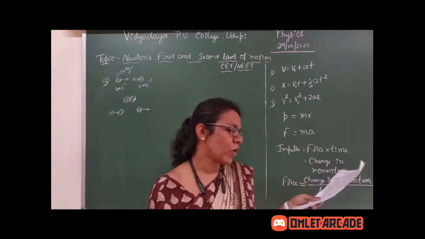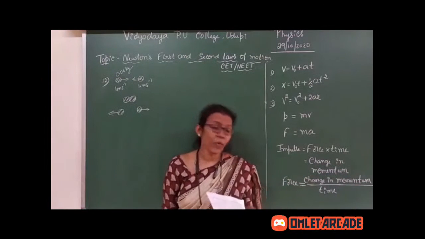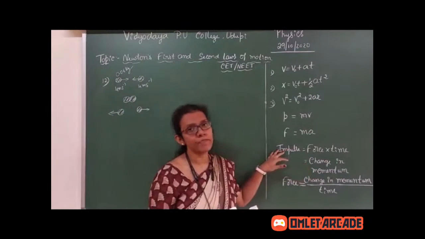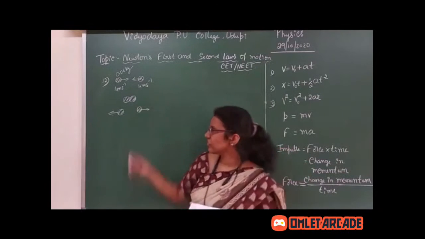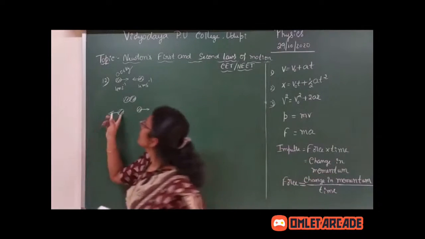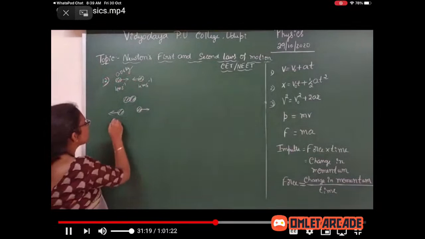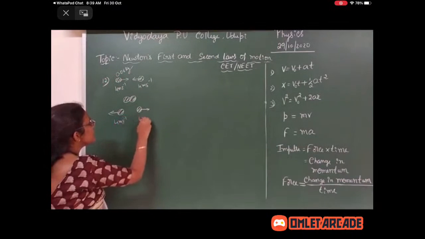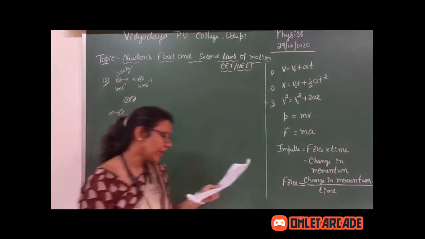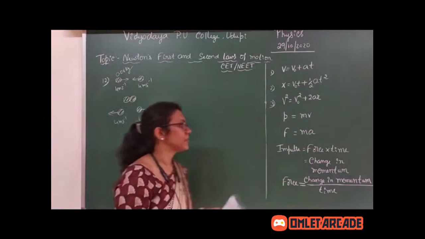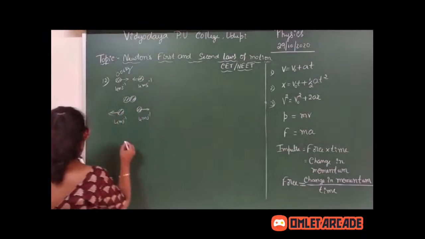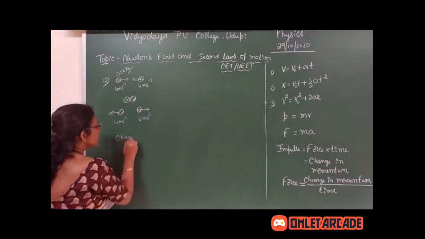The change in the momentum of each ball, you know, it's nothing but impulse. The impulse imparted to each other will be. Now here the mass is same, and after the collision also they are moving with the same speed. We have to calculate the change in the momentum or impulse.